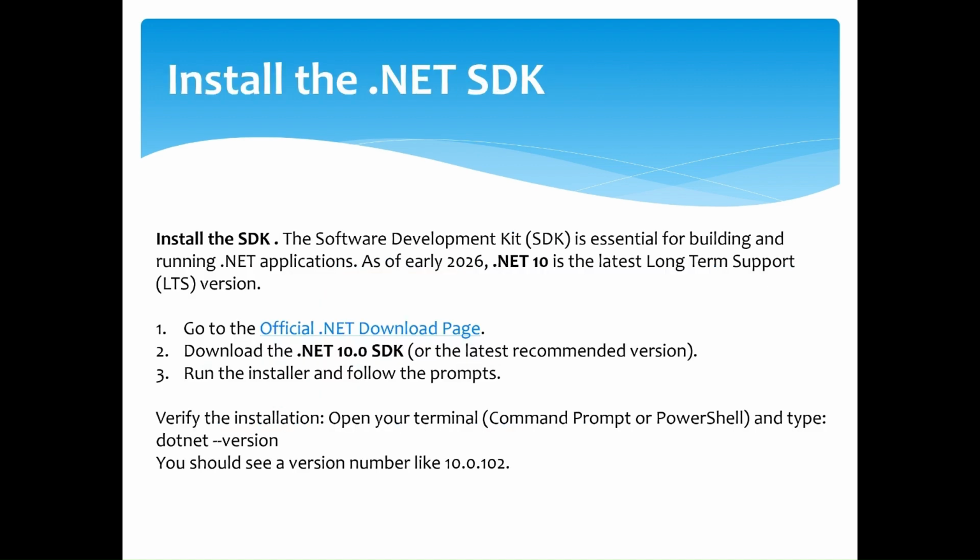As a part of setup and tooling, first up is the foundation: the .NET SDK. For the best experience, you will want the latest long-term support version. As of early 2026, that is .NET 10. Head over to the official .NET download page, grab the 10.0 SDK installer and run it. Once you have finished, open your terminal and type dotnet --version. If you see a version like 10.0.102, you are good to go and the .NET SDK is installed.